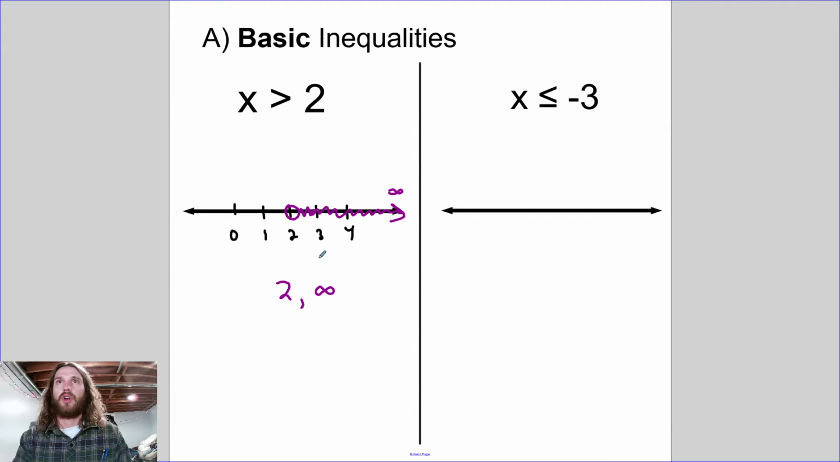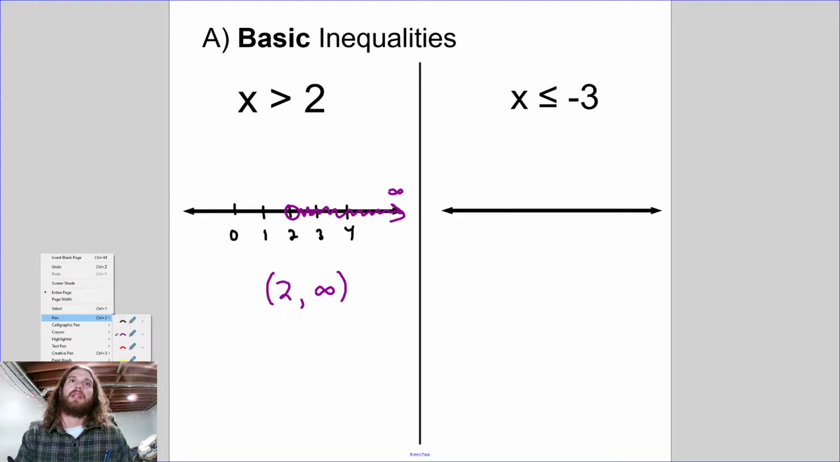Now we go back to our chart. An open circle is represented by parentheses, and anything that has to do with infinity, you can never reach infinity, just like our solutions never reach 2, but they get really close to 2. So we always just use parentheses. All right, let's do the next one.